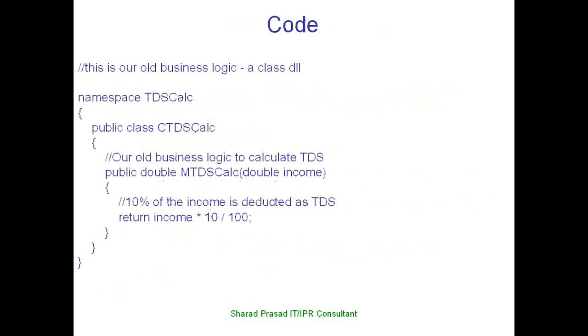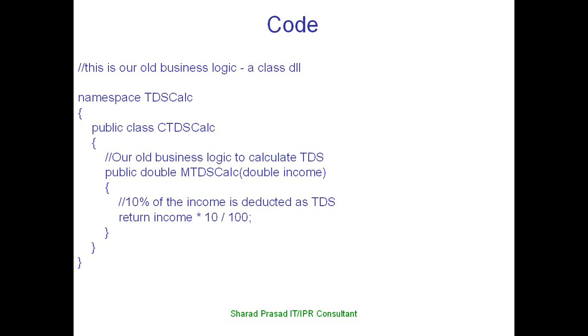that will consume the services provided by this SOA service. So here it comes, the code. This is our old business logic, a simple class. So we can have a class called TDS calc, which has got a method which simply takes one argument and returns 10% of the income.